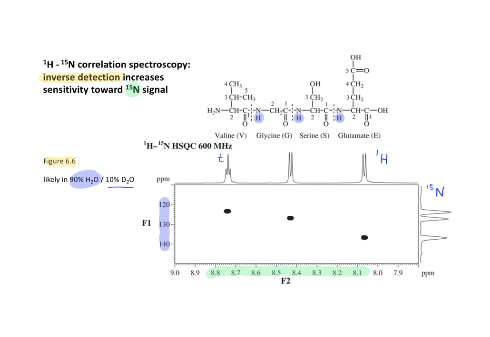The triplet at 8.7 parts per million probably corresponds with the NH of glycine, and so we can assign the nitrogen-15 signal at 125 parts per million to be the nitrogen that is attached to the glycine residue. The other two proton resonances that are both doublets correspond to either serine or glutamic acid, or glutamate, although those cannot really be discerned.